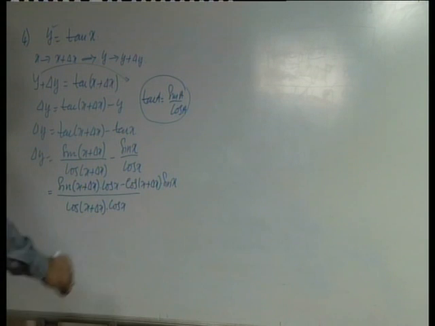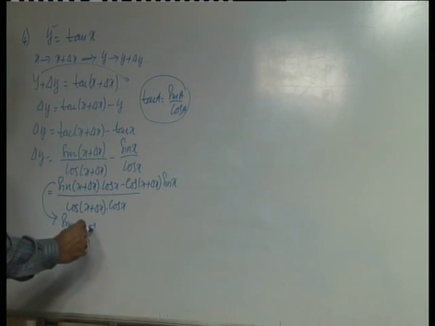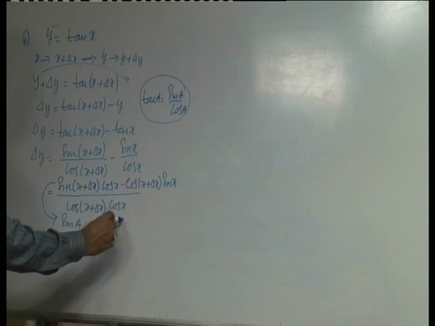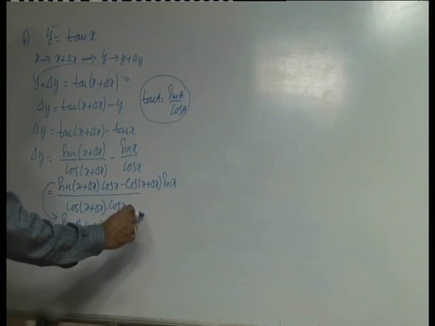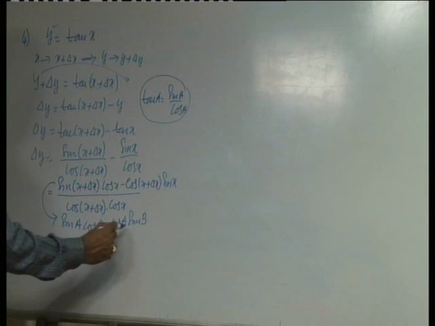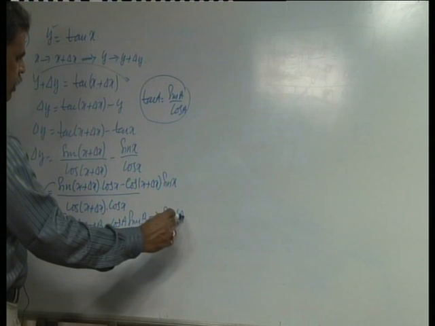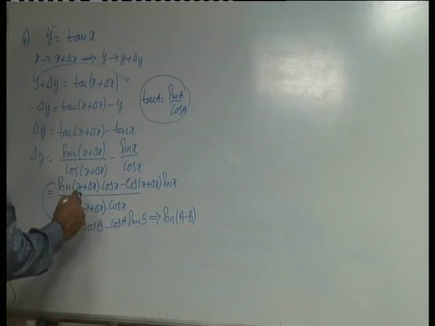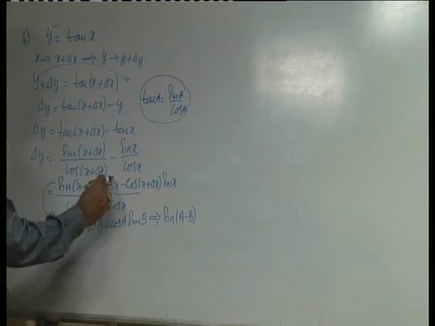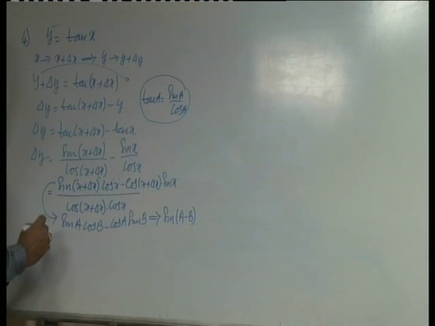You look at the numerator, it is of this form, sin A cos B minus cos A sin B, compound angle form. Sin A cos B minus cos A sin B is always equal to sin of A minus B. What is A? A is this. What is B? B is x. According to that, delta y becomes sin of A.